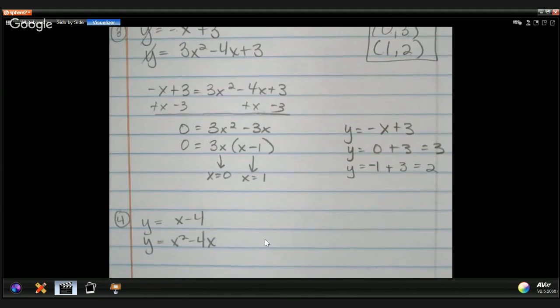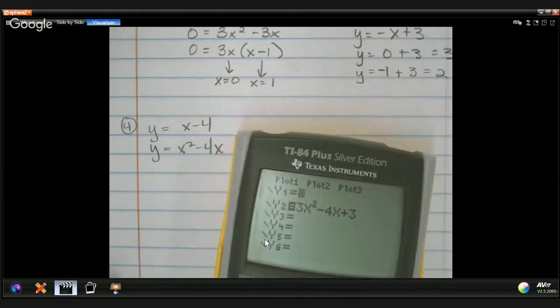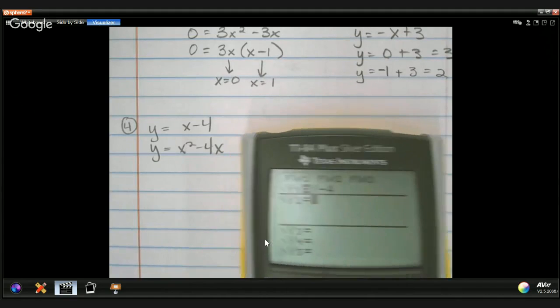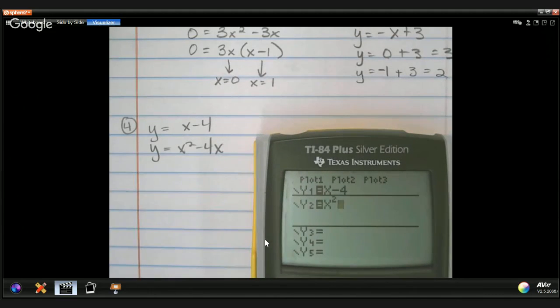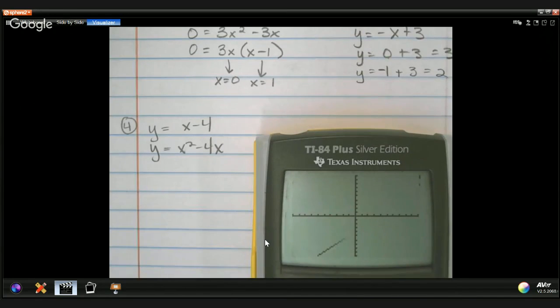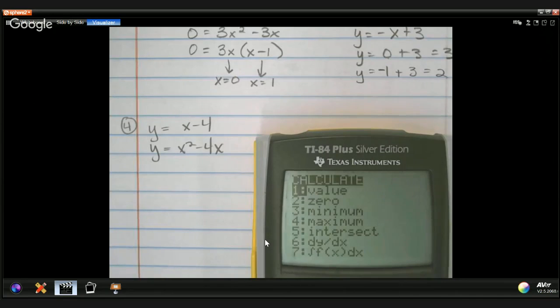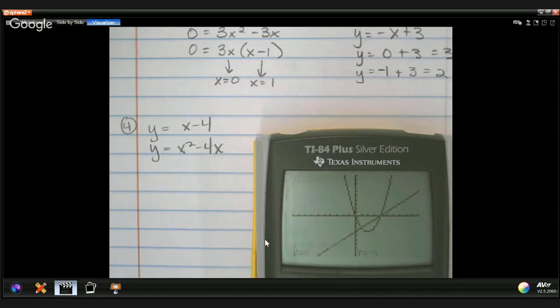All right, let's look at the next one. y = x - 4 and y = x² - 4x. Okay, so we graph it. There's the line. There's the graph. It touches in 2 places. And so second trace number 5, I find the first intersection. And so that first intersection is (1, -3).